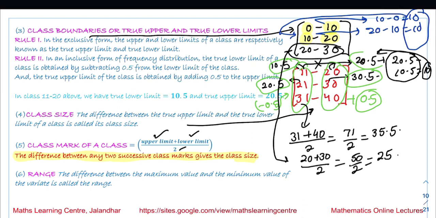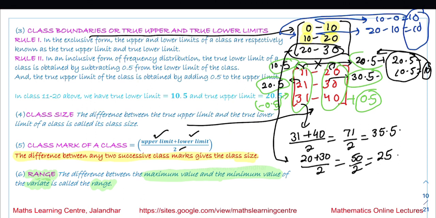Next is the range. This is just the definition we have. The difference between the maximum value and the minimum value of a variable is called the range. If the marks of the students were given to us, then the minimum marks we have is 1.